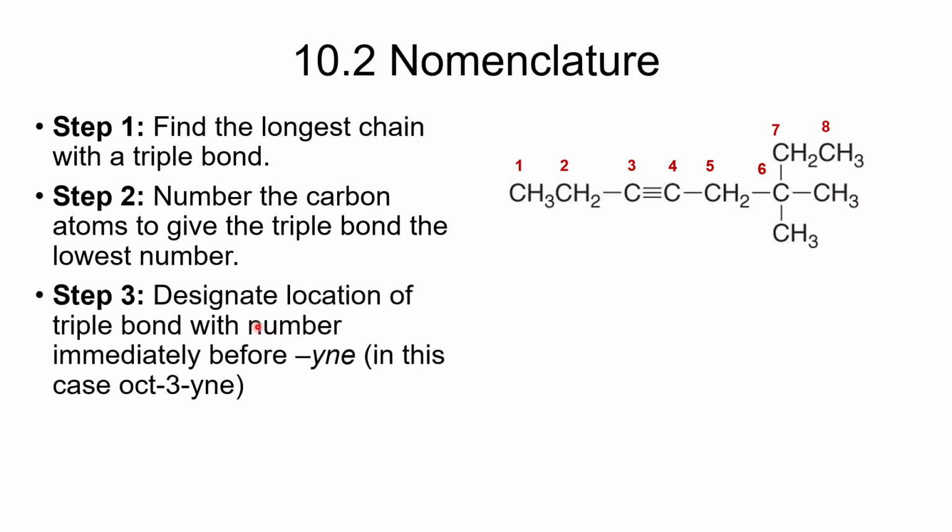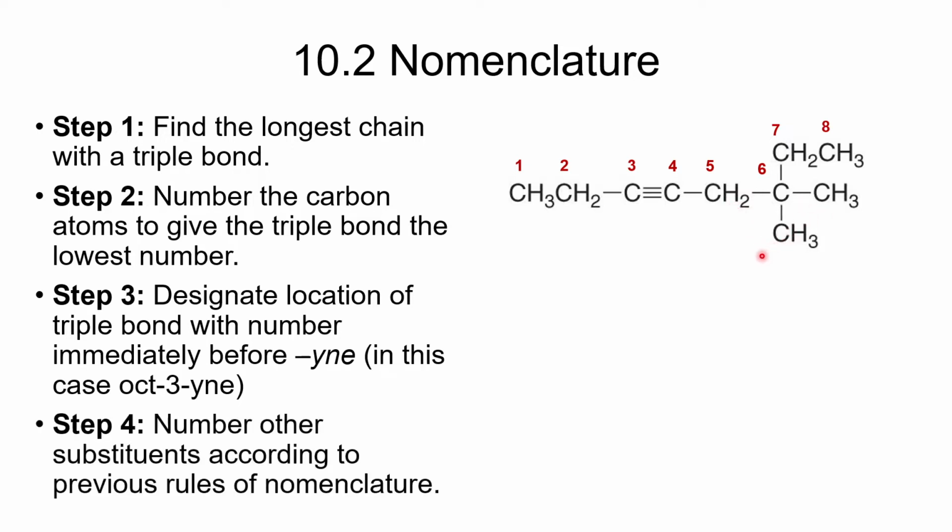So we designate the location immediately before the yne, so oct-3-yne. And then, of course, we put the substituents on. So this would be 6,6-dimethyl oct-3-yne. So 6,6-dimethyl oct-3-yne.